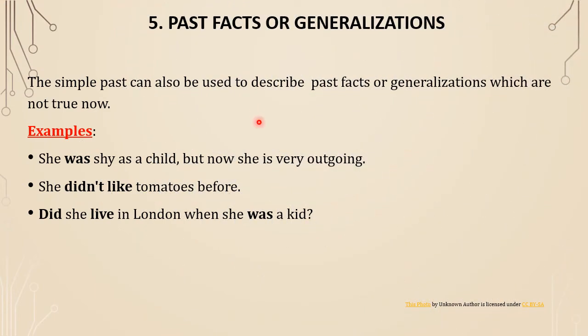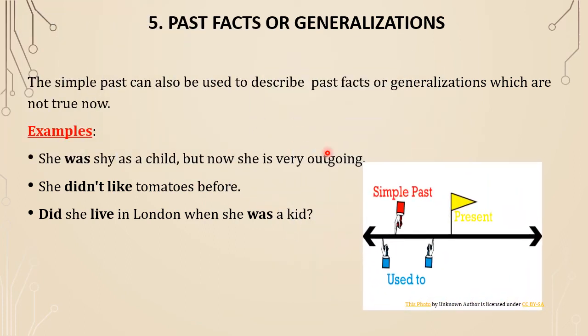You can also talk about some past facts or generalizations. But remember that they have to be in the past only. She was shy as a child, but now she is very outgoing. Remember that this was a fact in the past, but it's not like that now. She didn't like tomatoes before. That before she didn't like them, but perhaps she likes them now. So this was a fact or a generalization in the past which ended in the past. It's not a part of the present now.